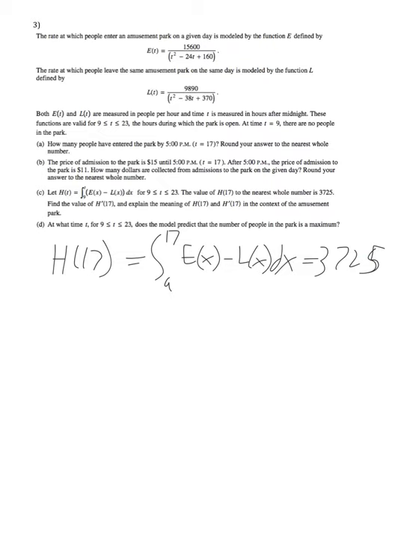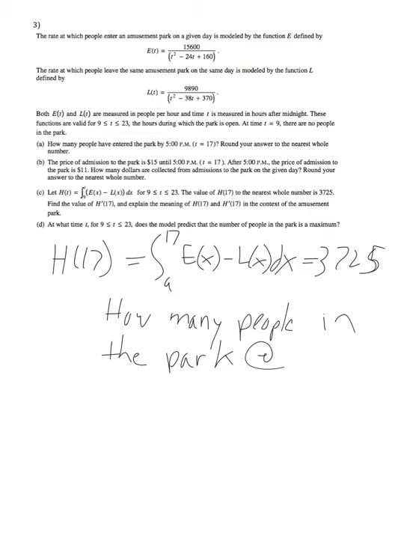It wouldn't be wrong to say this is the change in the number of people in the park from 9 to 17. But it's a slightly better answer to say this is how many people are in the park at t equals 17. That wouldn't be wrong, but I'm going to say at 5 o'clock. Again, I think that's a slightly better answer because it's more contextualized.